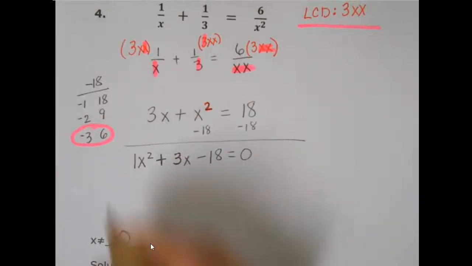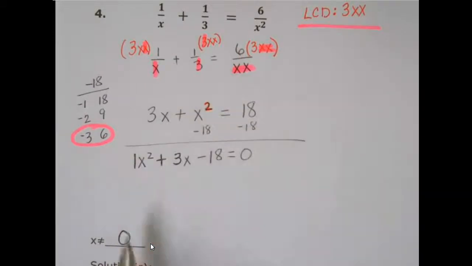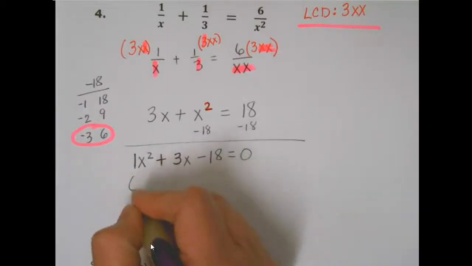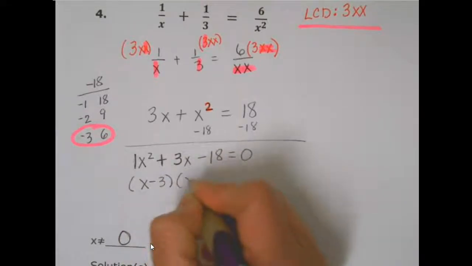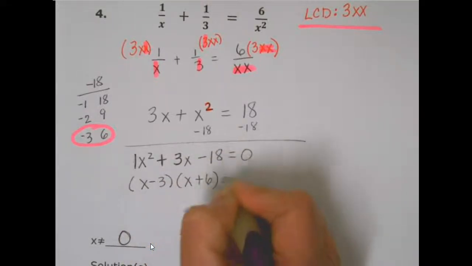If and only if this is a 1, you can use the shortcut factoring. Does that imply to you that if this is not a 1, I cannot use the shortcut? That is what it should imply to you. If this is not a 1, you cannot use shortcut factoring. Since this is a 1, I can use shortcut factoring.